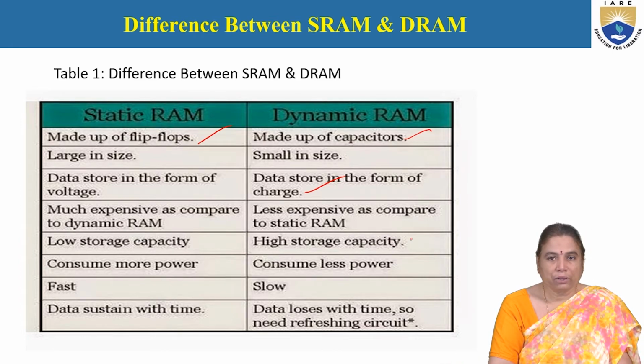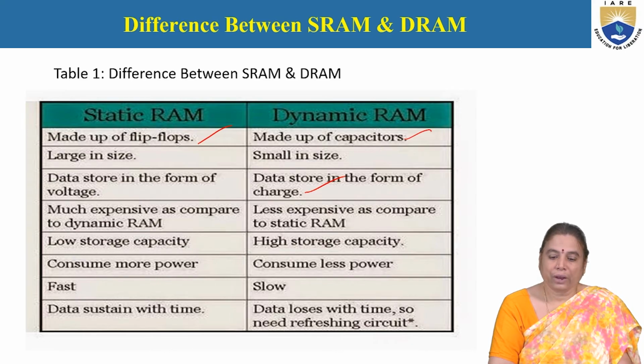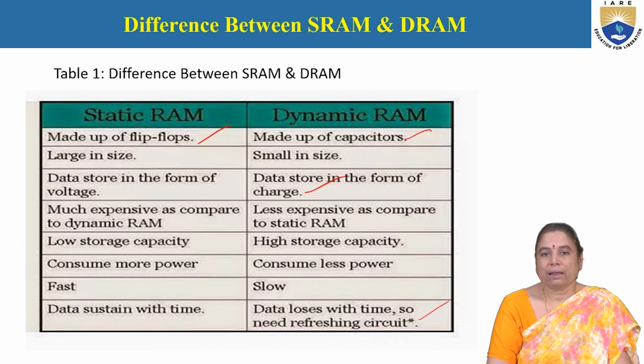The static RAM consumes less power, whereas dynamic RAM consumes more power. Static RAM is fast, dynamic RAM is slow. The data is sustained with time in the case of static RAM, but it can be lost in dynamic RAM. Why? Because a refreshing circuit is needed. So these are the various features. Based on these features, this is the comparison of static RAM and dynamic RAM, which are the two varieties of the main memory or the RAM category.